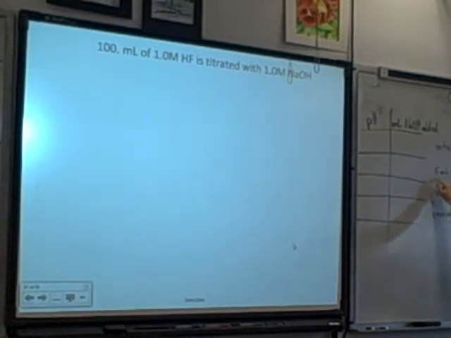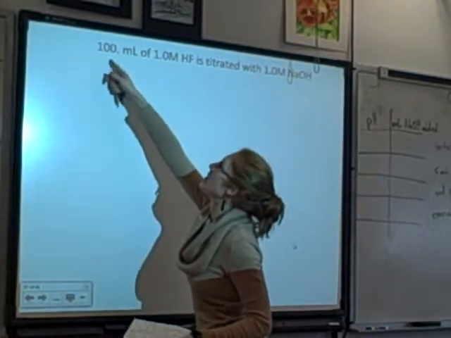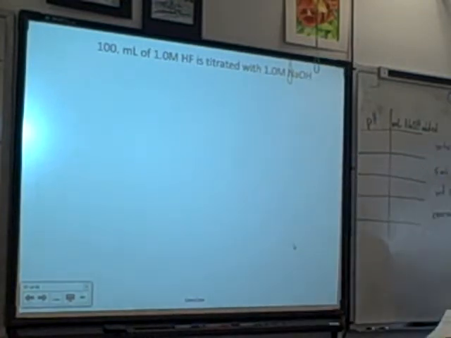On your homework it said 5 milliliters for all of these problems. 5 milliliters will be kind of a silly one for this one. I'd say more like 10, 20, 30 would be more interesting. The midpoint and the equivalence point.